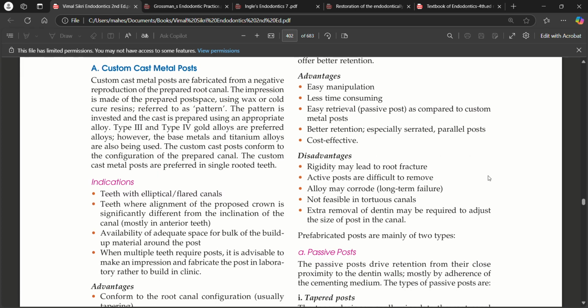Indications are the teeth with elliptical flared canals, then teeth where alignment of the proposed crown is significantly different from the inclination of the canal, mostly in anterior teeth. Then availability of adequate space or bulk of the build-up material around the post. When multiple teeth require post, it is advisable to make an impression and fabricate the post in the laboratory rather than build in the clinic.